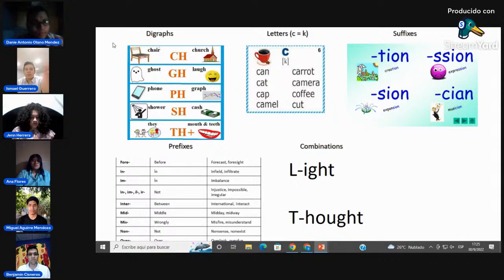And also there are suffixes that end in -xion and -xian. And here you have some examples like creation, expression, musician, expansion. So the next one are prefixes, and here you have examples like forecast, forcing, international, middle, midway, and also we have combinations like it and out. For example, light and thought.